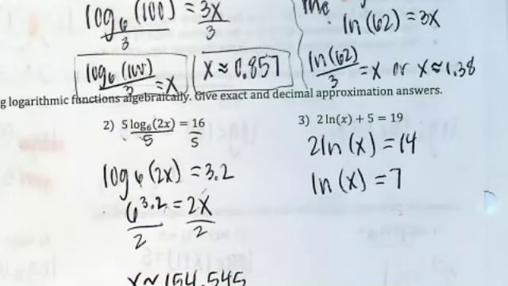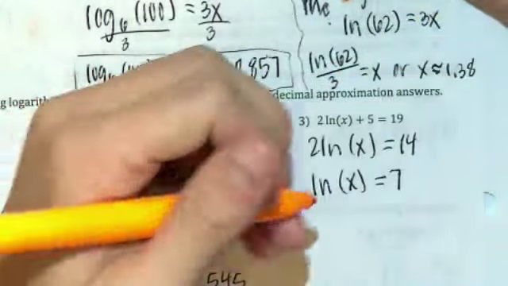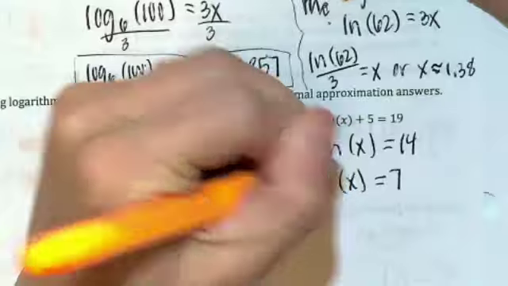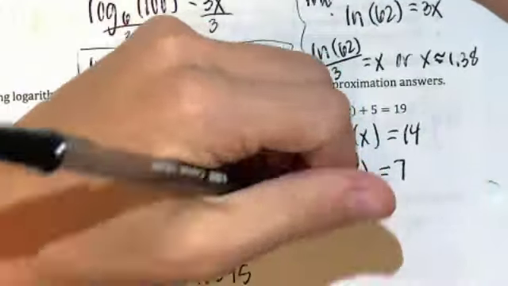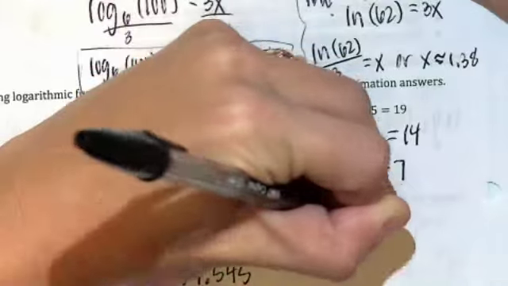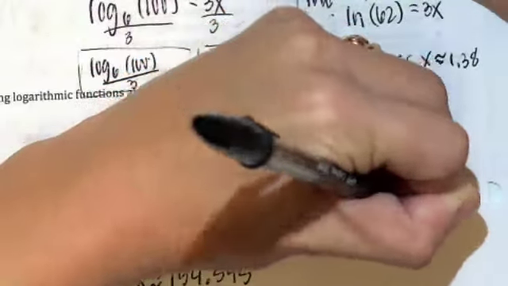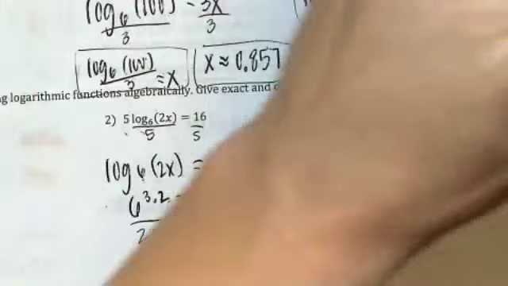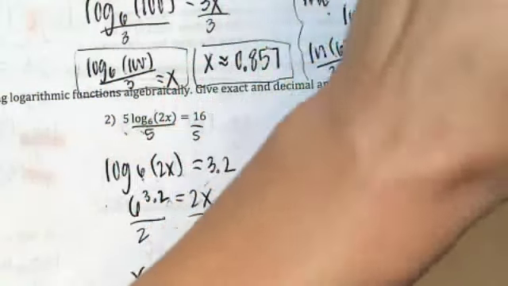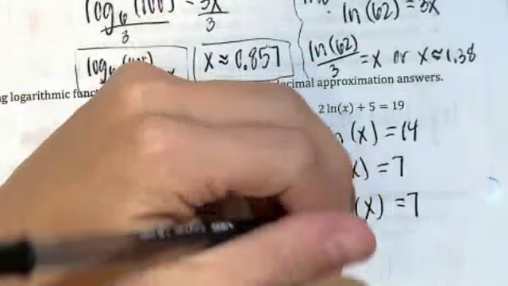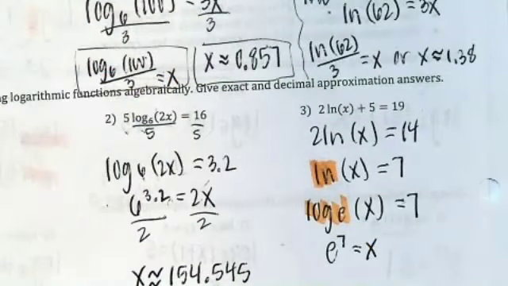All right, we're a little stuck, right? The x is stuck and I have ln and I can't move it to exponential form. Or can I? Remember, natural log is the same thing as log base e. So I can change it from natural log to log base e and then convert this from logarithmic to exponential form, which would be e to the 7 equals x. That is the most exact answer.